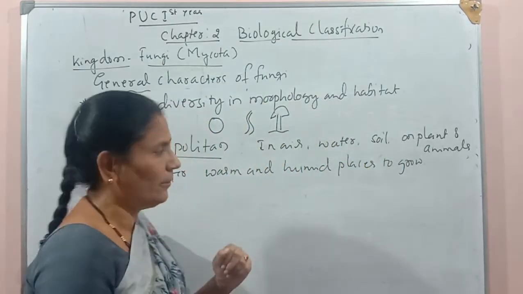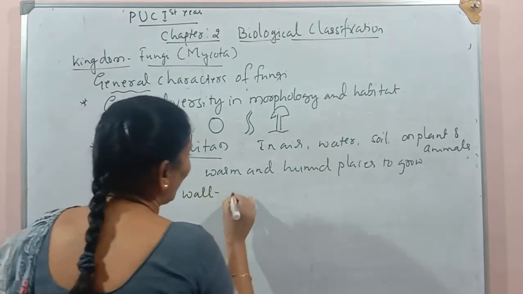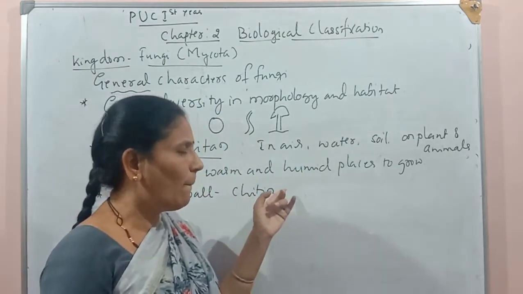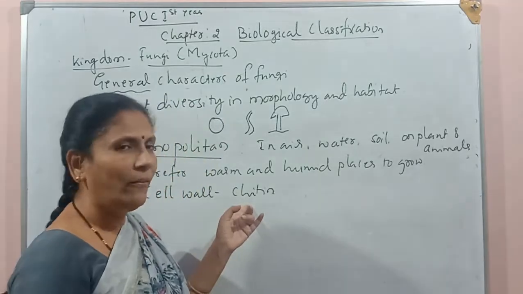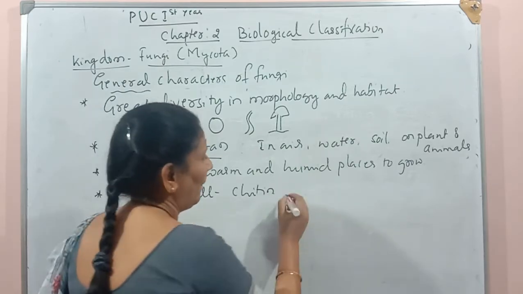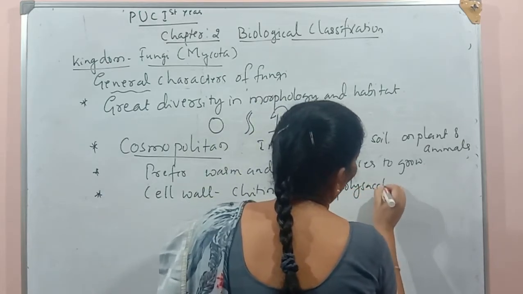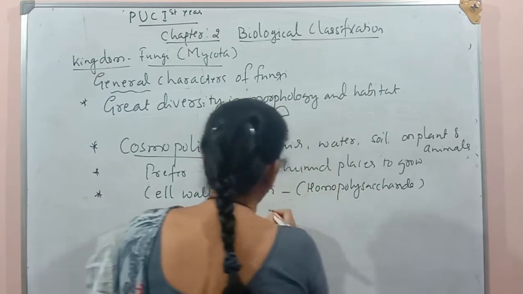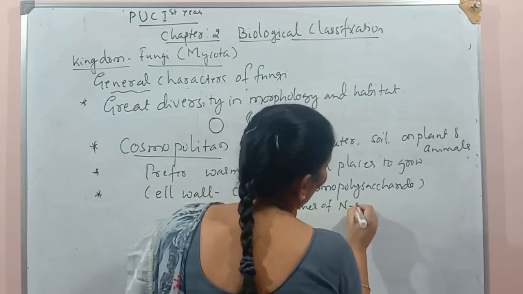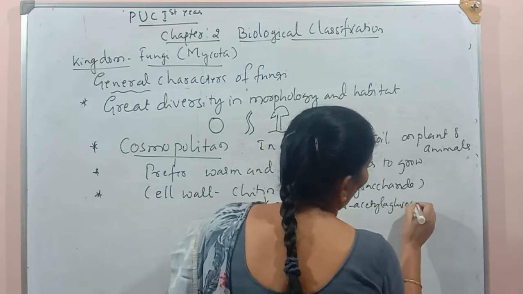The fungi have a cell wall, and the cell wall is made of chitin, which is a homopolysaccharide made up of a polymer of N-acetyl glucosamine. It's a homopolysaccharide, a polymer of N-acetyl glucosamine.